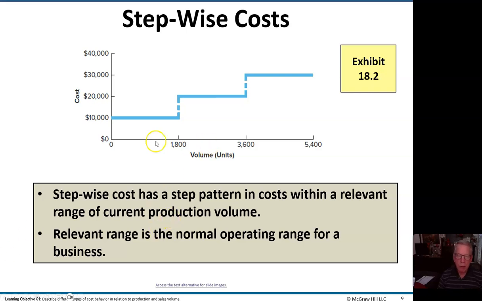Now, stepwise costs are important to consider as well. They have a step pattern in costs within a relevant range. The relevant range here would be here, and then here, and then here. We might need to add another shift. We might need to add another plant. We might need to add more overtime. Okay, so the relevant range is the normal operating range for a business.